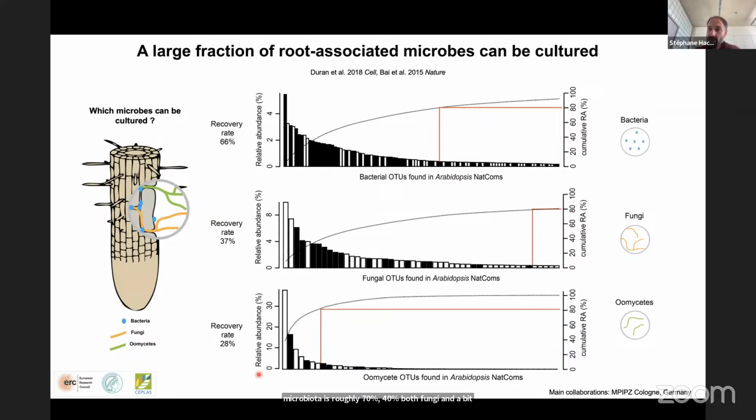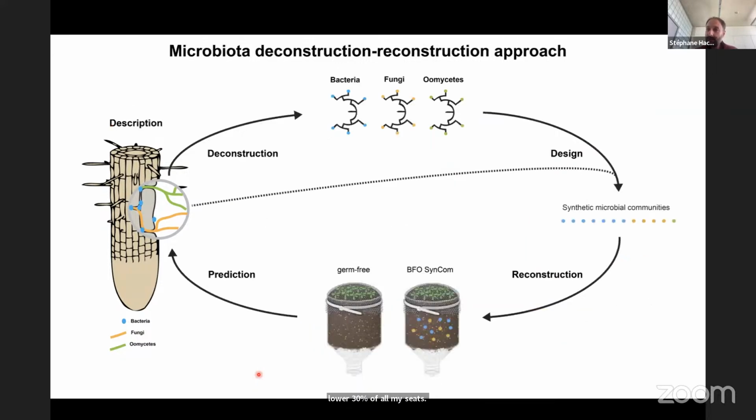And this has been important because it suggests that it is really possible to reconstitute very complex multi-kingdom microbial communities under strictly controlled laboratory conditions. So in the next few slides, I want to illustrate how this strategy has been instrumental and what we learned from this reconstitution approach here in gnotobiotic plant systems.